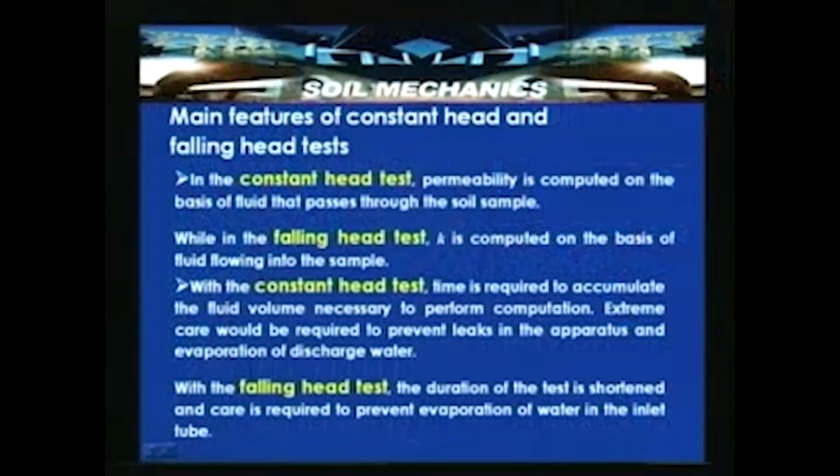The major differences between the constant head test and the falling head test can be classified like this. In the constant head test, permeability is computed on the basis of the fluid that passes through the soil sample, that is, the amount of permeant passing through the sample. While in the falling head test, the coefficient of permeability is computed on the basis of the fluid flowing into the sample.